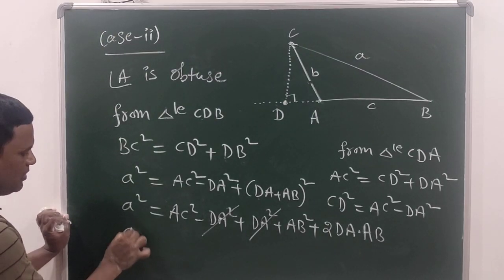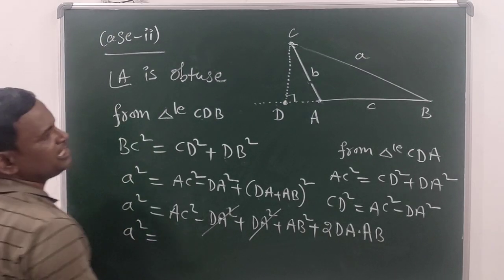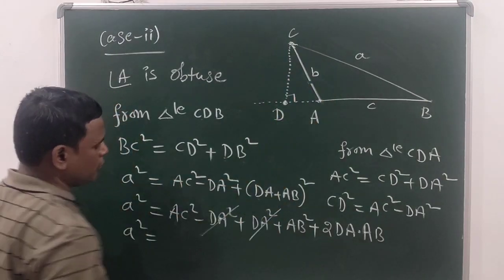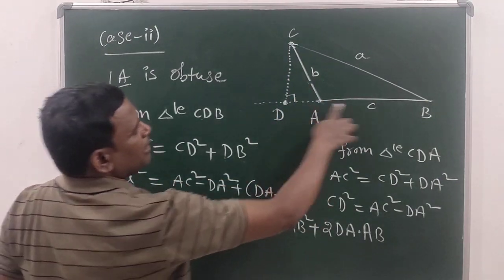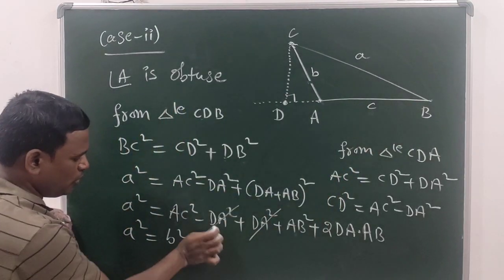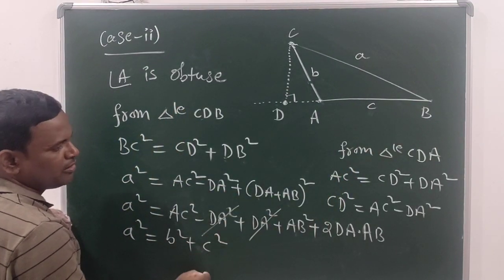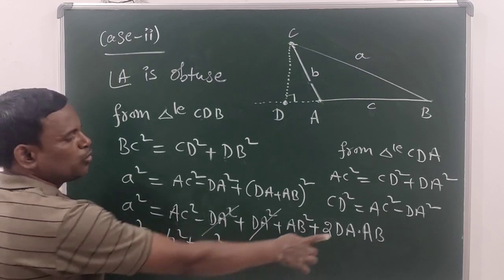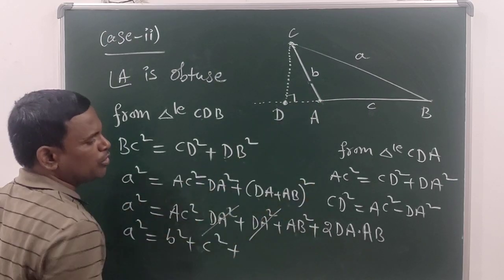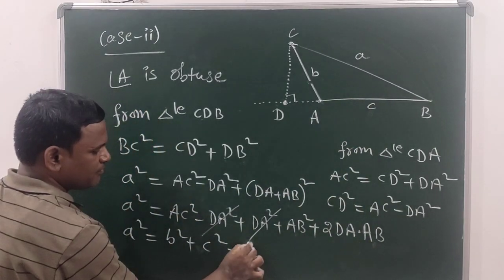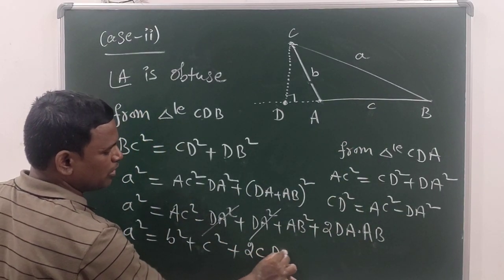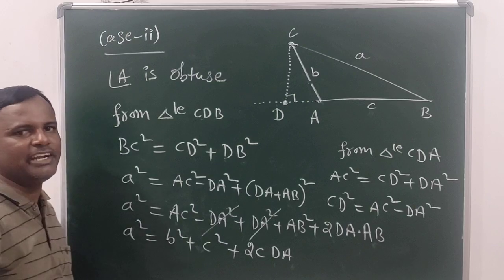So now here a square plus AC. AC is the length denoted by small b, so b square, plus here AB. AB length is taken as c, right? So c square plus 2 DA. DA length we don't know, but AB length is c. So 2c into DA you got. DA, or you can write it as AD.